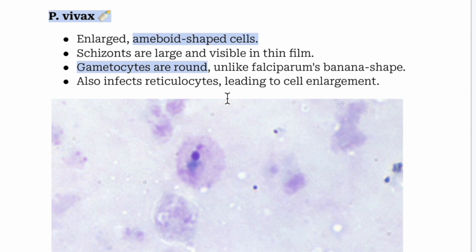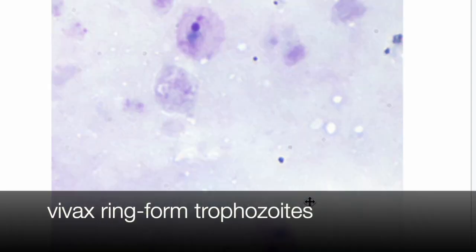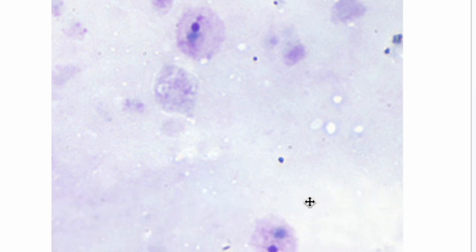So you've got your vivax ring-formed trophozoites in this thick smear. I really don't think I would have picked this at all in a thick smear. So here we have more ring-formed trophozoites in a thick smear for vivax.